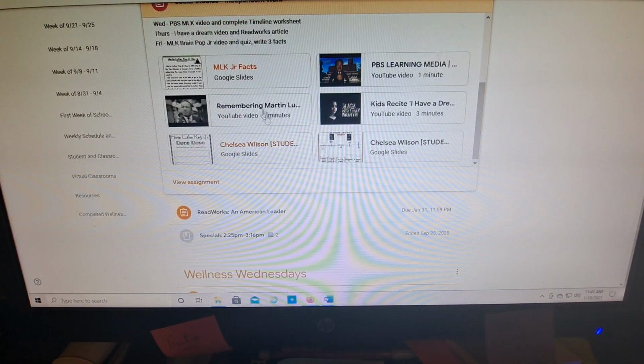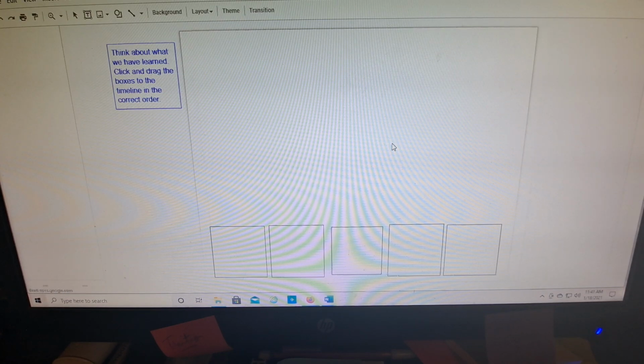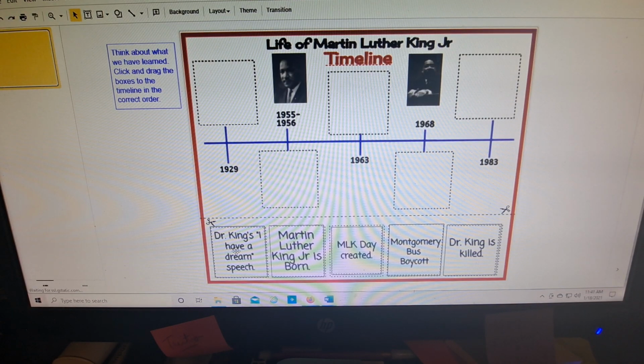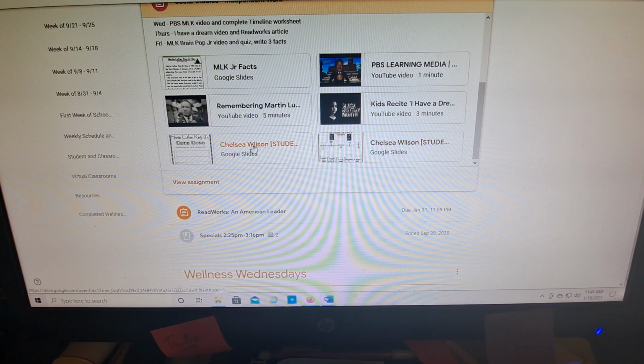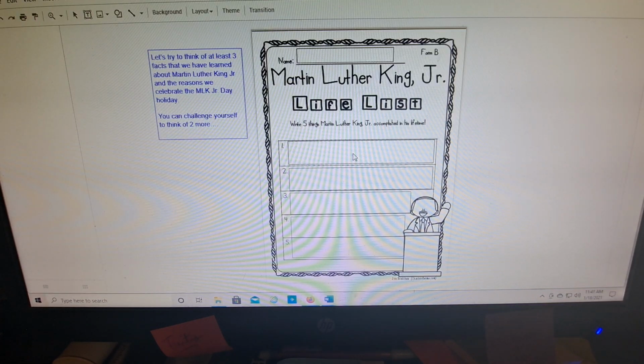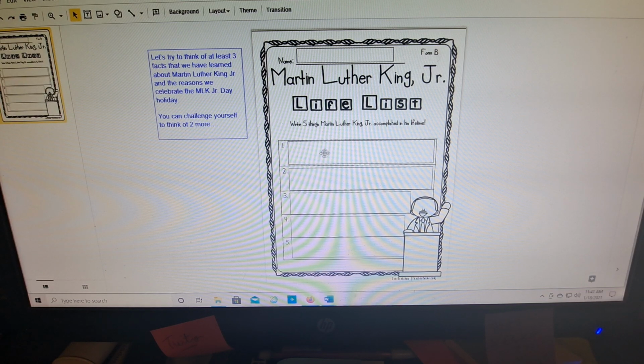And then the timeline, we'll talk about, and it's a click and drag. So they're going to click the boxes up to the correct times, or dates rather, on our timeline. And then here are our 3 facts. It actually has spots for 5. I'm asking them to write 3, and if they want to challenge themselves, then they could think of 2 more. Just facts of things that we've learned in the week about Martin Luther King Jr.